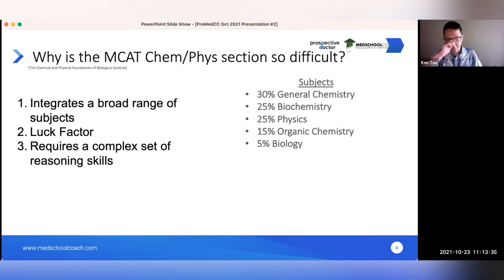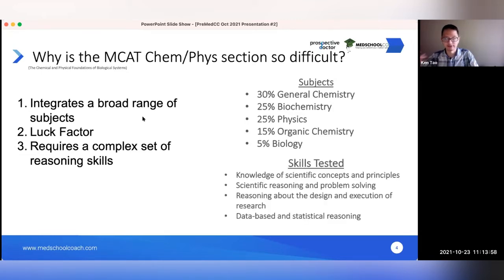Number 3, requires a complex set of reasoning skills. I mentioned this yesterday as well, that the MCAT is not like other pre-health exams that are pretty much just memorization. If you memorize those science concepts, you're going to get a good score on those other pre-health exams. The MCAT is a test of application, and you can see this in the specific skills that the AMC says they want to test students on.